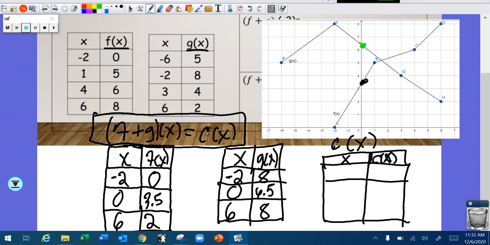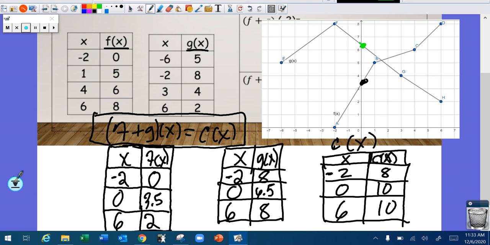c of x. All right, so if we go down, now we just add. So when we get -2 and we add these two functions together, 0 plus 8 is 8. And then here 3.5 plus 6.5 would be 10. So when we get to 0, we get 10. And then when we get to 6, we add these two together, we get 10 as well. Okay, and that's just going to give us a piece of the function.